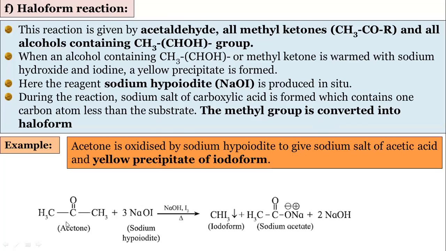So see the example, then you will understand how the reaction takes place. Acetone, when treated with sodium hypoiodite solution, NaOI, which is prepared in situ from NaOH and I2, gives a yellow colored compound, iodoform, CHI3. This is the main product, and we also get the sodium salt of acetic acid.